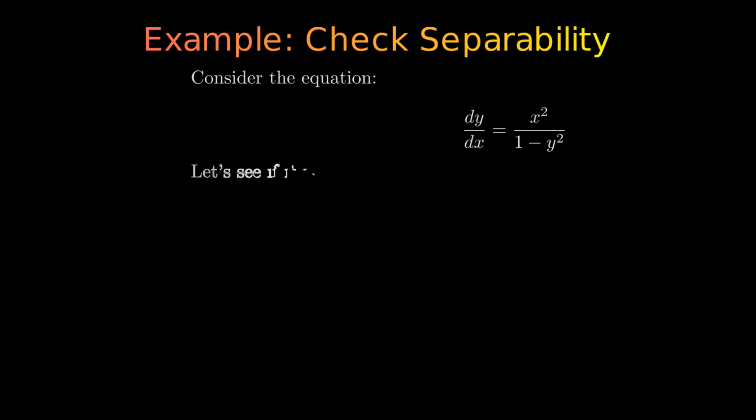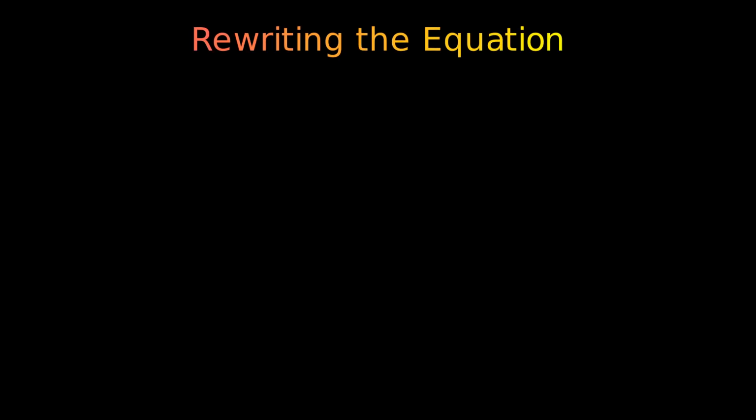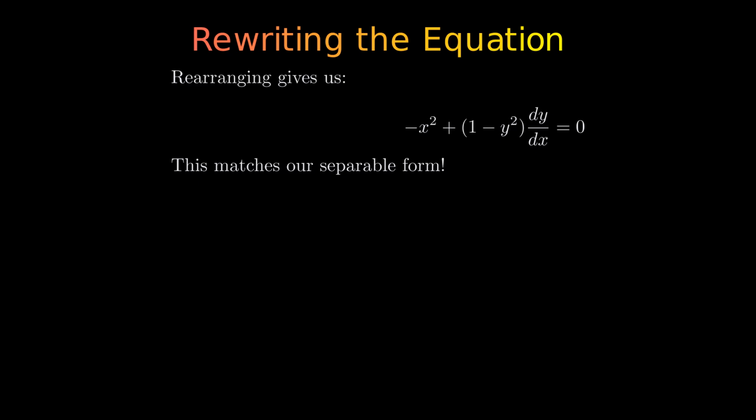Consider the equation dy/dx equals x over (1 minus y). Let's see if it is separable. Rearranging gives us minus x dx plus (1 minus y) dy equals 0. This matches our separable form.